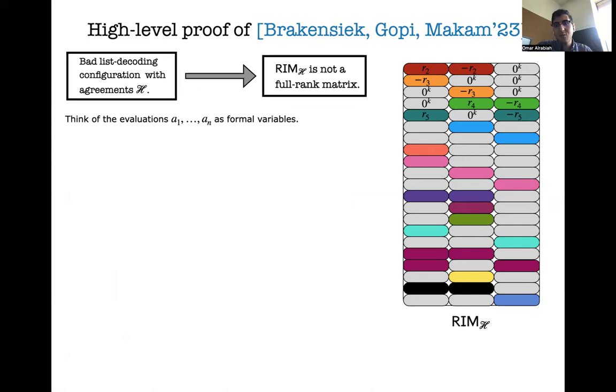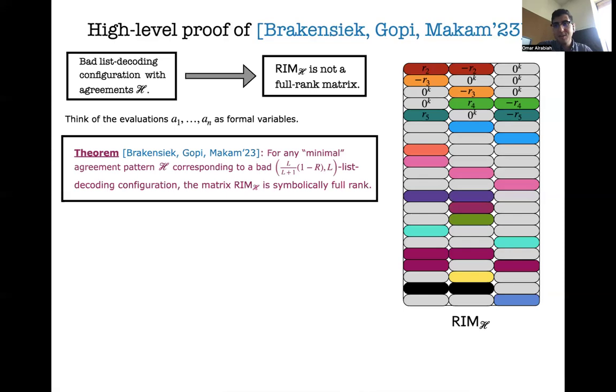So think of the evaluations as formal variables. And there's this result from Brakensiek, Gopi, and Makam. This is that if you take any minimal agreement pattern, we're not going to worry about minimality because that's a technical issue. So just think of any agreement pattern coming from a bad discrete configuration. Then it turns out that this RIM matrix is symbolically full rank.